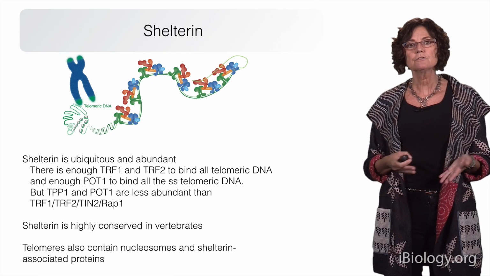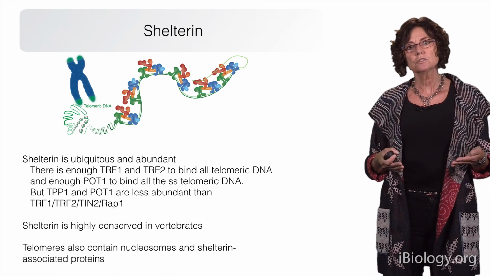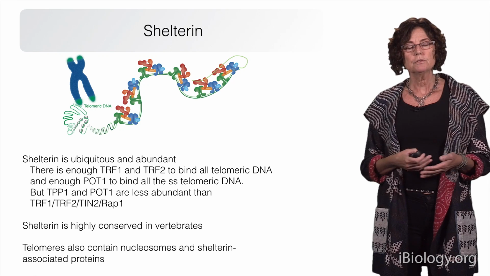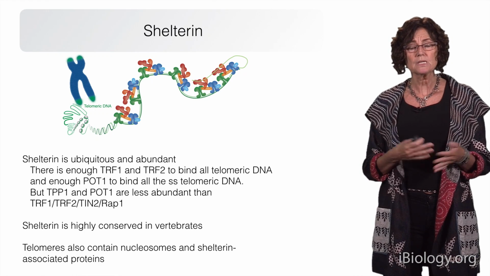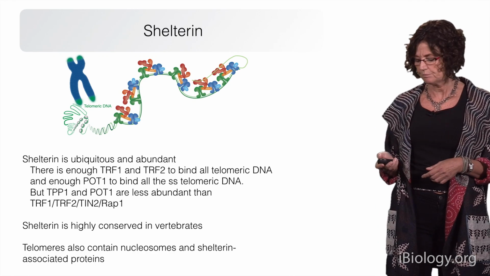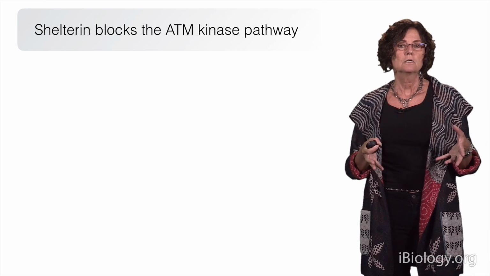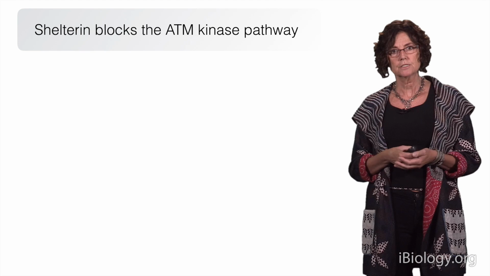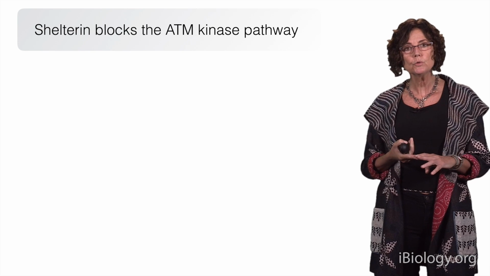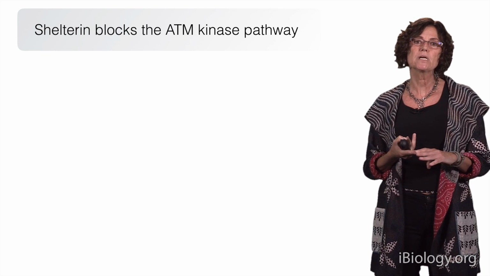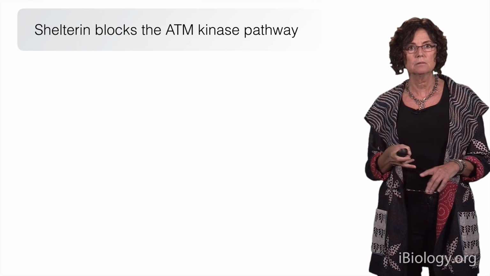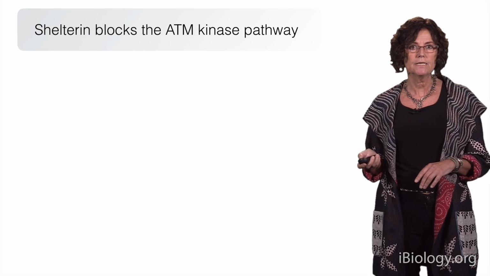Shelterin is highly conserved, and because of this, we can use mice to study Shelterin function, which is a very convenient and good genetic system. The telomeres also contain nucleosomes that I don't draw and Shelterin-associated proteins. So this little protein complex, 6 subunits, has a formidable task. It needs to block 2 different signal transduction pathways that could become inappropriately activated at telomeres, and it has to block DNA repair. So let's first look at the ATM kinase pathway.